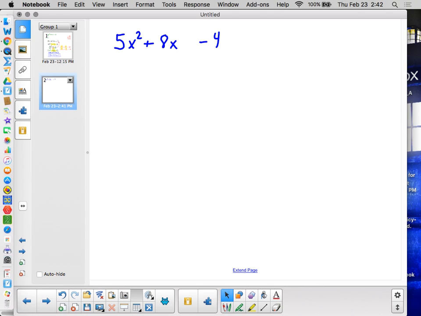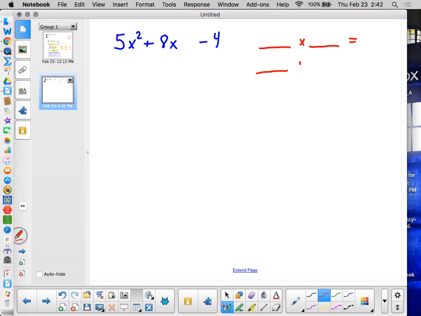So, we're going to do our AC method. I need something times something equals, and the same two numbers added equal. I got to find those magic numbers. The sum is going to be positive 8. The product is going to be 5 times negative 4, or negative 20. Okay, A times C gives me this number, and B gives me the sum number. So what two numbers multiply give me negative 20 and add to give me 8?